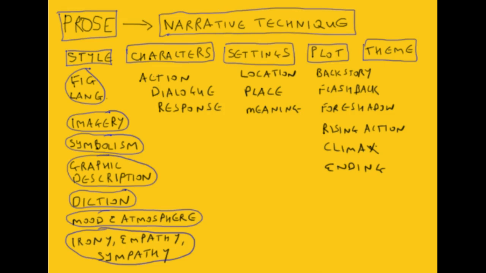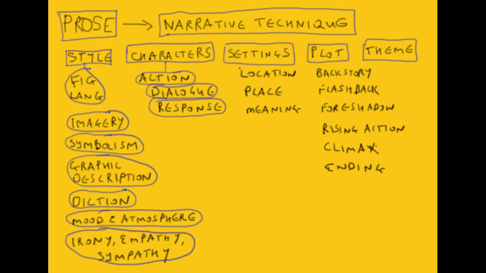When it comes to characters, what we're looking at is several things. We're looking at the action, what the characters actually do in the passage that you're analysing. We're looking at what they may say in the passage that you're analysing. And we may also look at how the character responds, or how the reader responds to what the character is doing or saying in the passage that you're analysing. So those are all under the general subheading of characters.